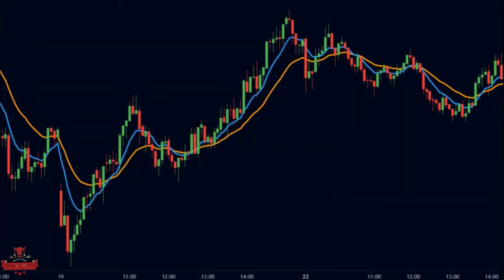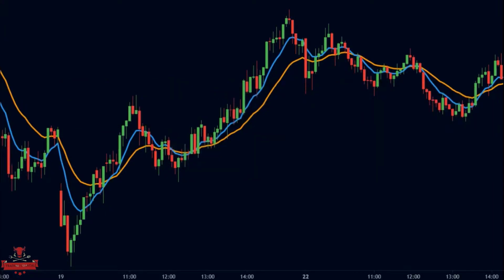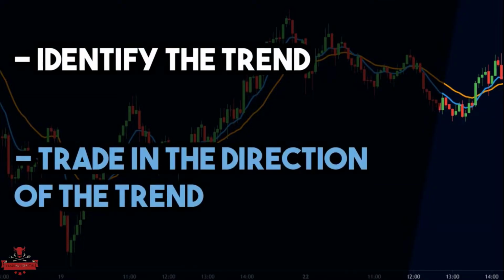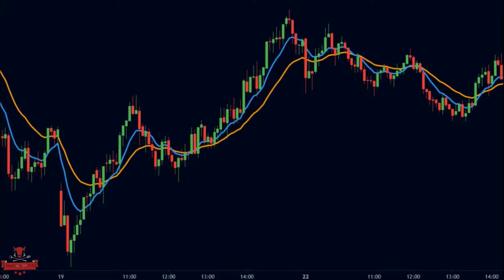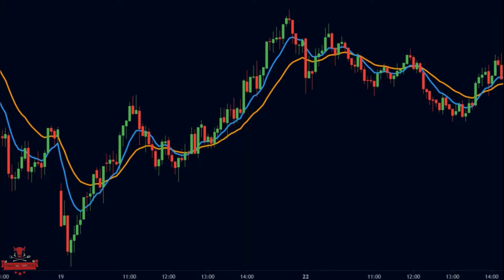The strategy that we will learn today is a trend-following strategy. This means that we will identify the trend and look to trade in the direction of a trend. Since this is a scalping strategy, we will use the 5-minute chart to trade it. But you can also use a smaller time frame such as the 1-minute chart to trade this. For the sake of this video, we will stick with the 5-minute charts.